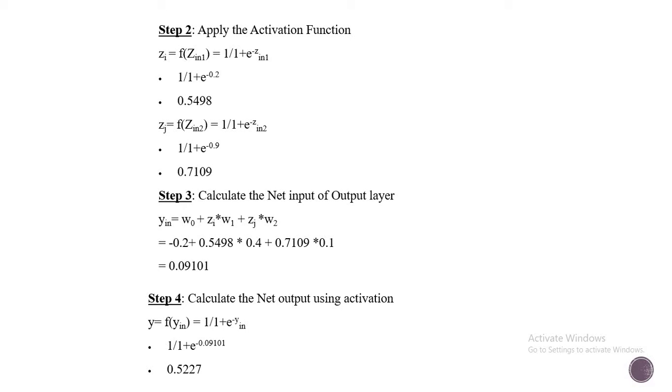Step 4 is to calculate the output using the activation function. That is y is equal to f of y in, is equal to 1 by 1 plus e raised to minus y in, 1 by 1 plus e raised to minus 0.09101, that is calculated in step 3, and the answer obtained in step 4 is 0.5227.